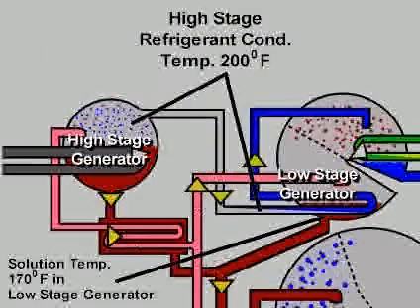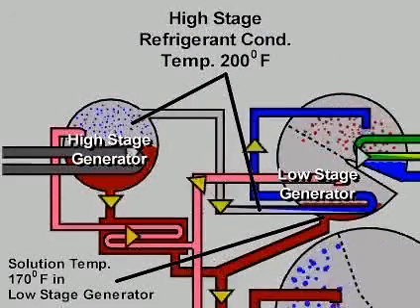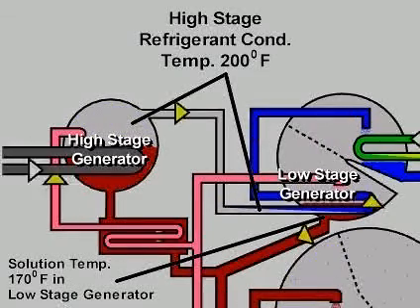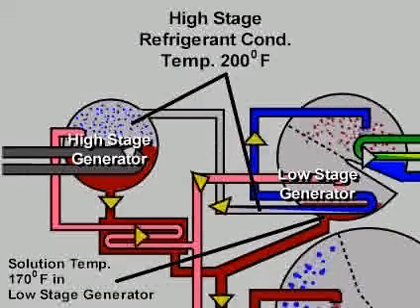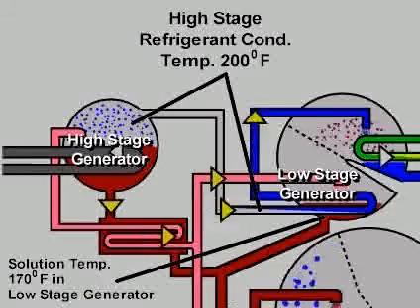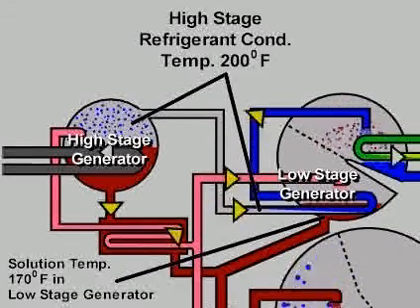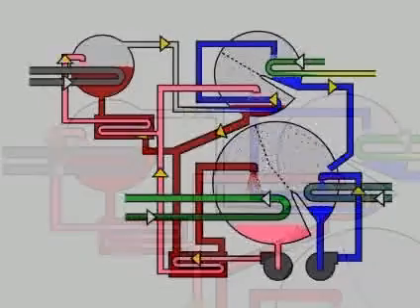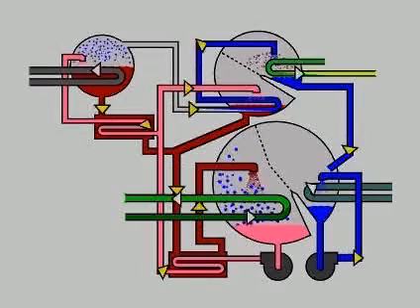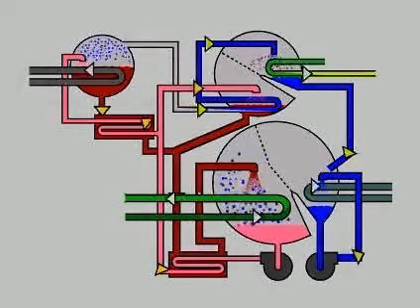The key to the double-effect cycle is establishing a higher pressure and temperature level in the high stage. By raising high-stage condensing temperature to 200 degrees, well above the 170-degree solution temperature in the low-stage generator, heat can be transferred from condensing refrigerant to the solution. This concludes our section on double-effect absorption, a non-mechanical vapor compression refrigeration cycle.